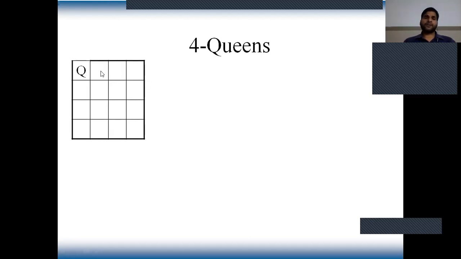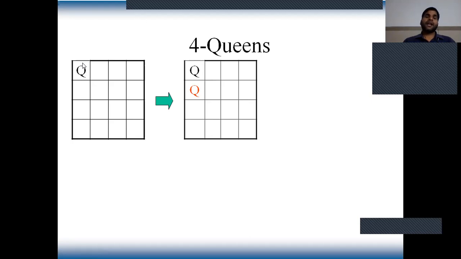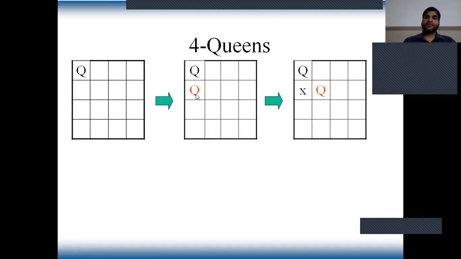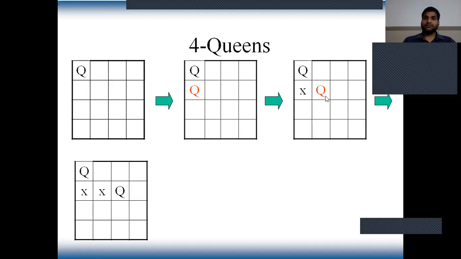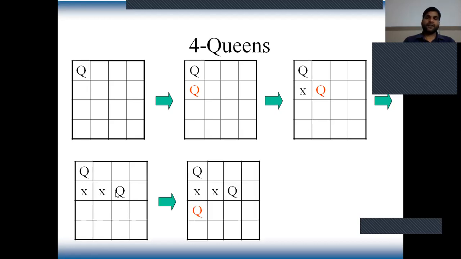Now, the first queen is placed in the first row. It has 4 options: first, second, third, fourth. First, we select the first column. Now, the next queen we cannot select in the same column or diagonal, but we can put it in the second row, third column. The queens cannot attack each other.